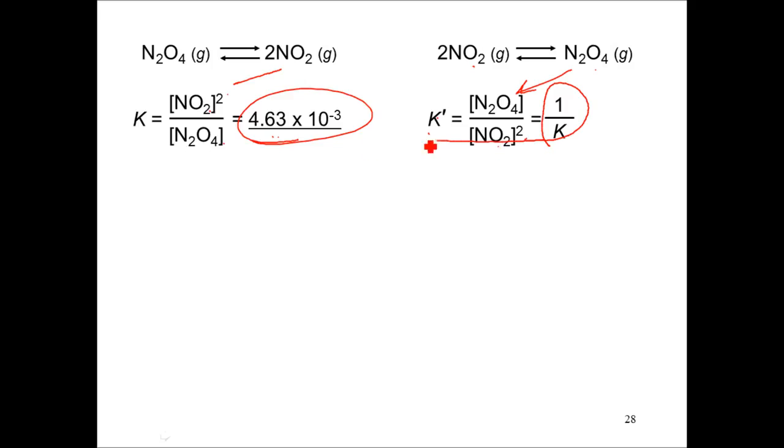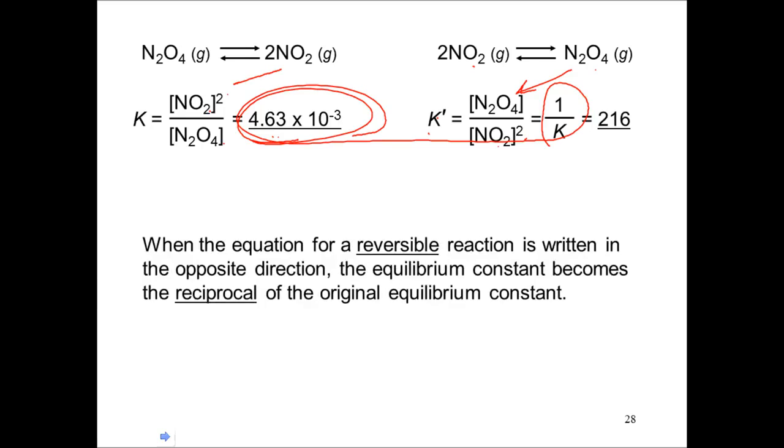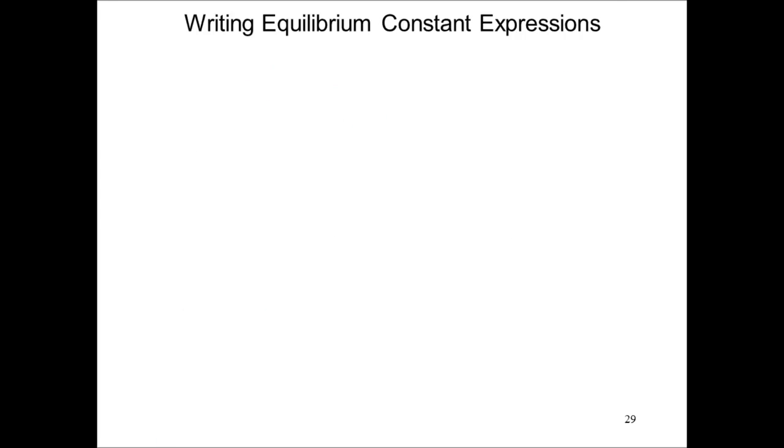Well, that should be equal to 1 over K then. And so it should be 2.216. So when the equation for a reversible reaction is written in the opposite direction, the equilibrium constant becomes the reciprocal of the original equilibrium constant.